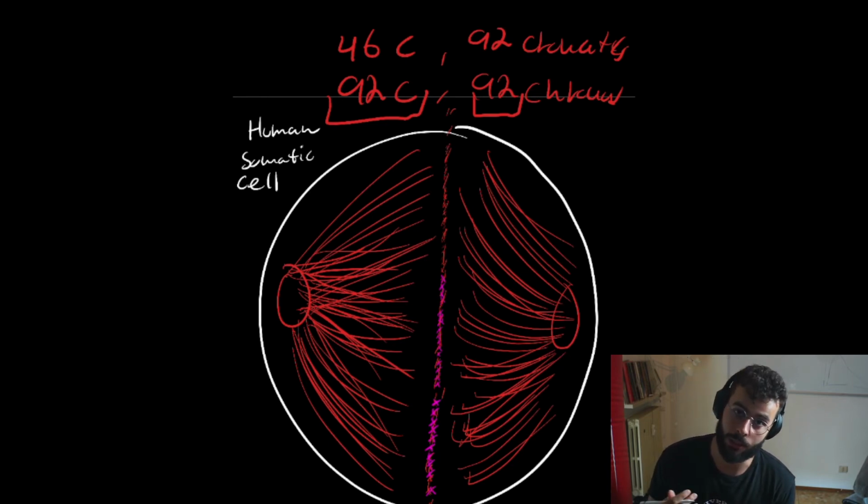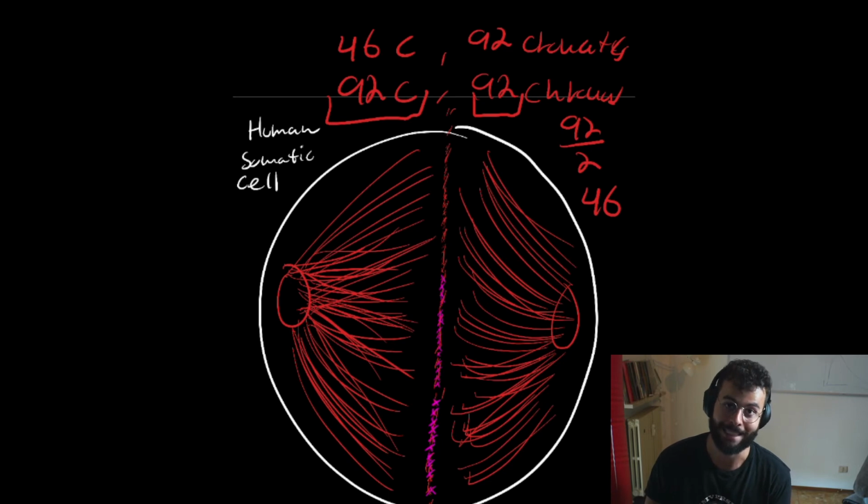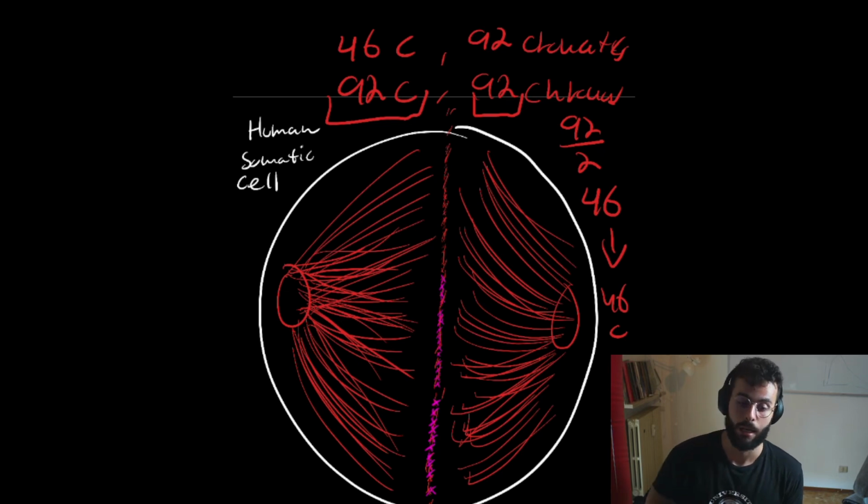And when we do the cytokinesis and we do the cleavage furrow and we have two new cells, 46 chromosomes in each cell. How many DNA molecules are we going to have in each cell after the cleavage furrow? We are going to have 92 divided by 2. Therefore, we are going to have 46 DNA molecules in each new cell. Therefore, we are going to have 46 chromosomes in each new cell, because each DNA molecule, each chromatid is going to be separate. I hope this video makes sense.